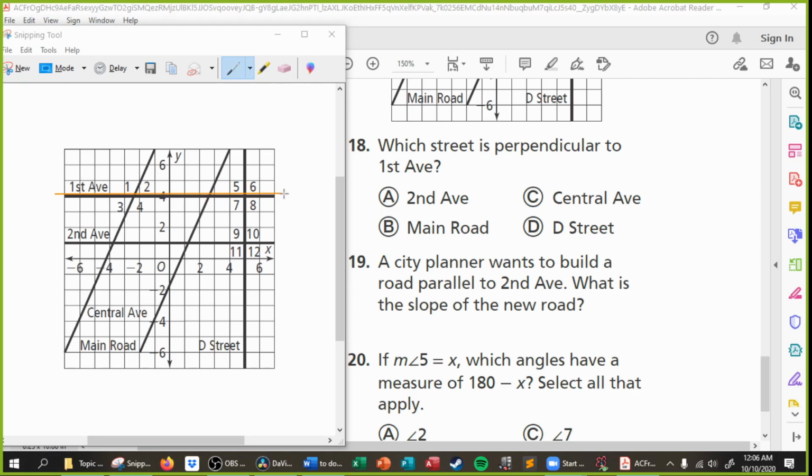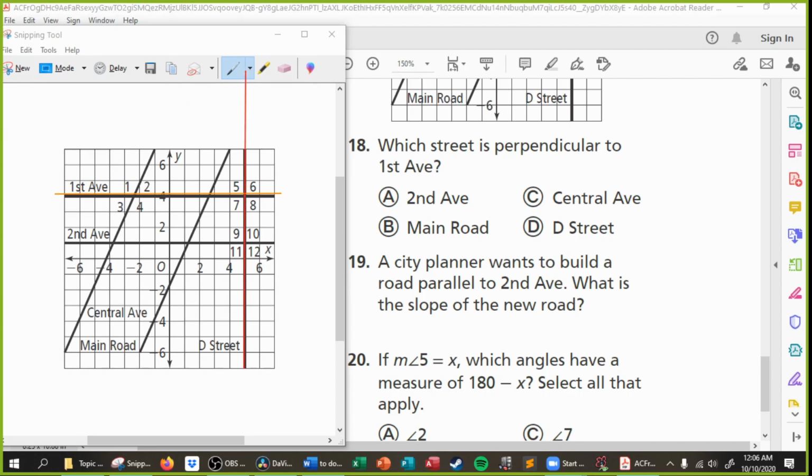And it says what street is perpendicular? Well, even though it's not by inspection, right? We can say that's not it. And if you copied all your theorems, you can see here that there's no rise at all, but there is plenty of run. So this is a 0 slope. And here for D Street, all we have is rise and no run.